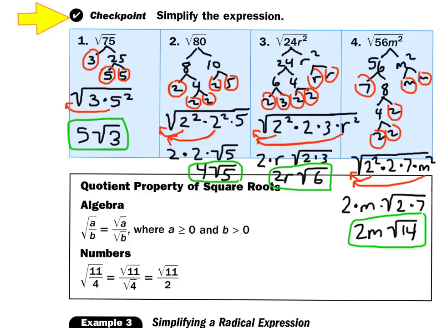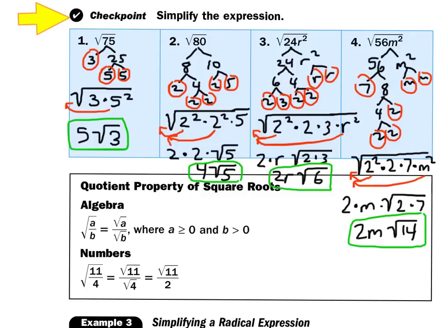And now remember, we have to write things in order, but you want to look for pairs. So I see a pair of 2s, so I put 2 to the second power. There's still one more 2, so I bring that down. There's 1, 3, I bring that down. And then there's a pair of r's, so I put r to the second power.